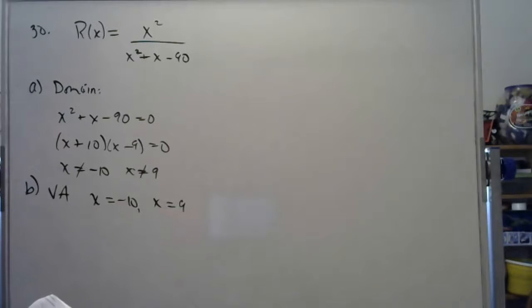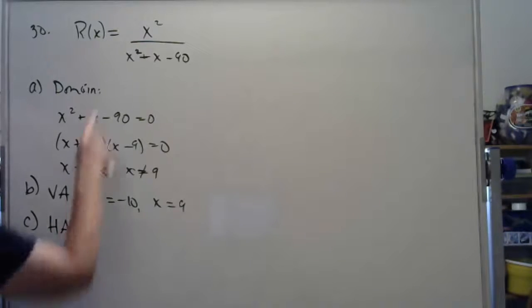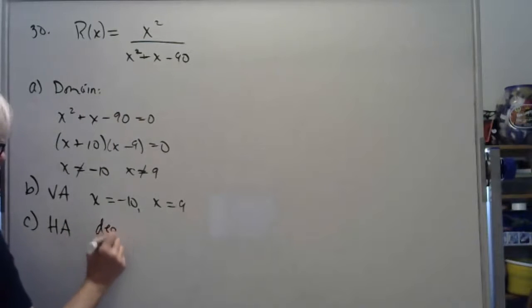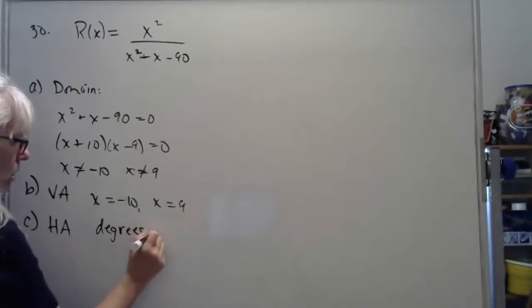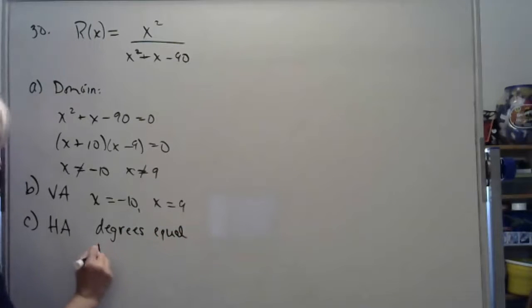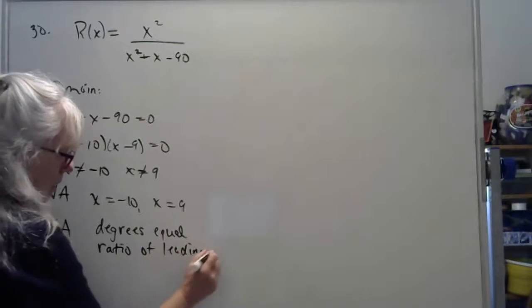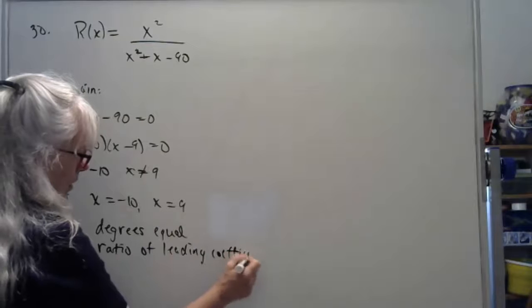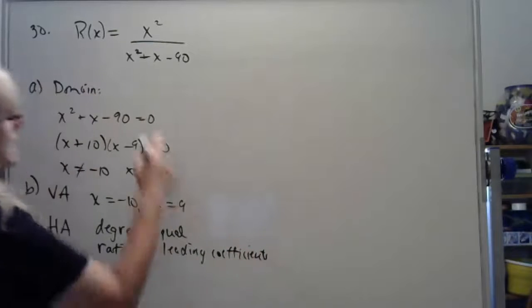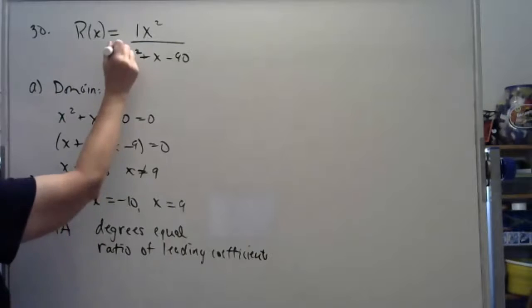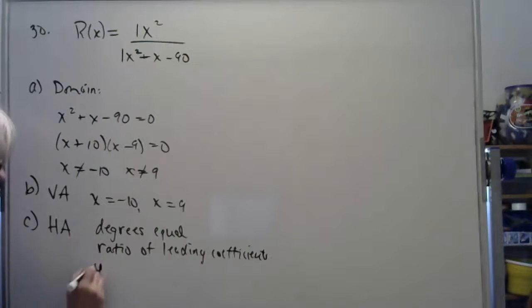Part C says, what's the equation of the horizontal or oblique asymptote? I would not give you an oblique because it was not on a previous test, so you know it's horizontal. And this comes back to the degrees. In this case, the degrees are equal, so it's the ratio of those leading coefficients. For us, that gives me a 1 in the numerator on the x squared and a 1 in the denominator on the x squared. So it would be y equals 1 over 1, which is equal to 1.